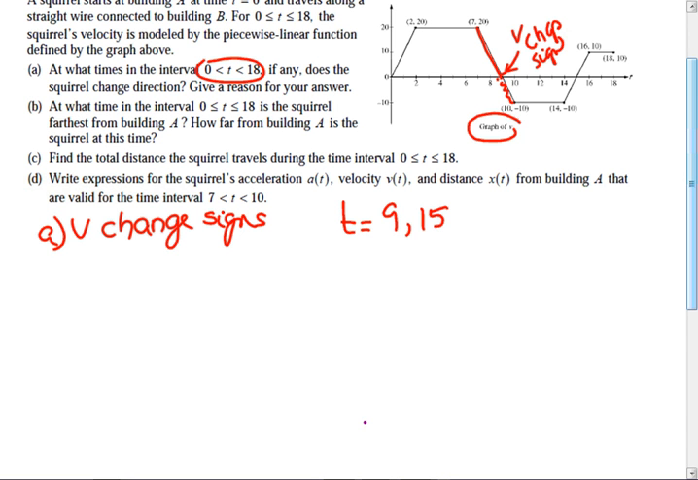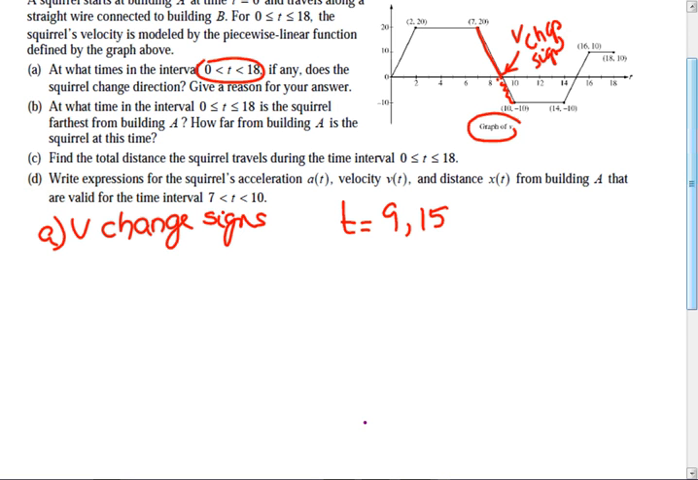Now, B, I really can't do B because I have to do what they call integral calculus. I have to find areas under curves, although you could find the areas of those trapezoids. Because this is the full problem. The area of the trapezoid is 140. Let's just go with that.